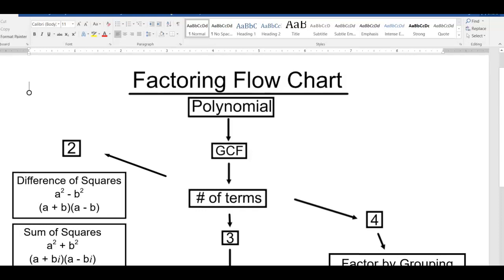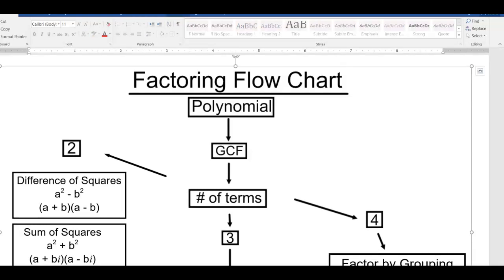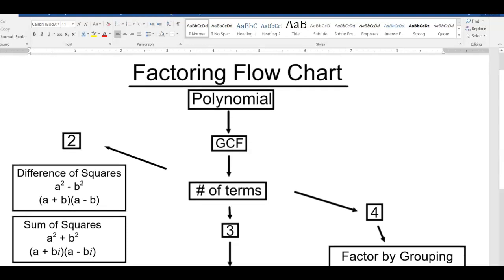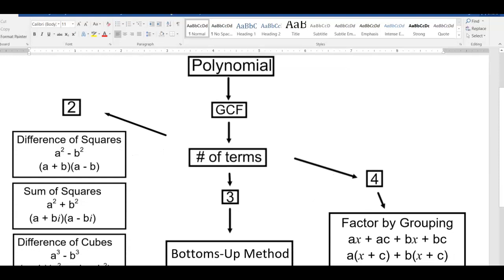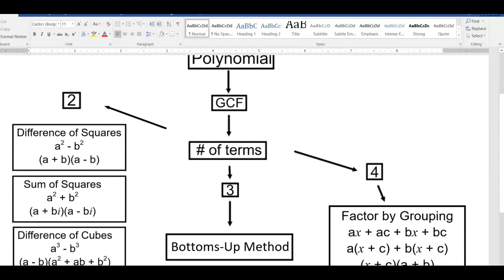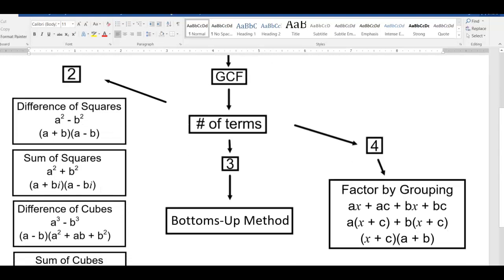So notice we always start out with a polynomial. No matter what, you have to take out the GCF first. So if all of the terms divide by 2, or if all of the terms have an x, you need to factor that out front. Then what remains is what we look at to factor the rest of the way. So we've already talked about bottoms up before. We reviewed that earlier this year. You should be able to do an A times C bottoms up.